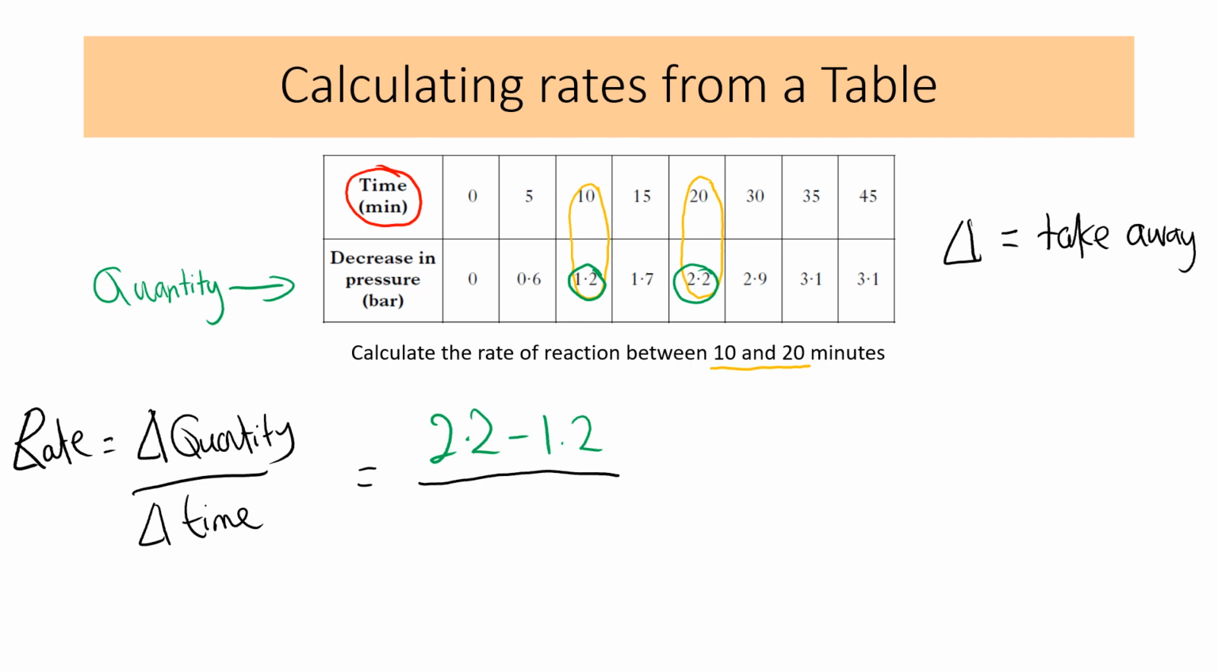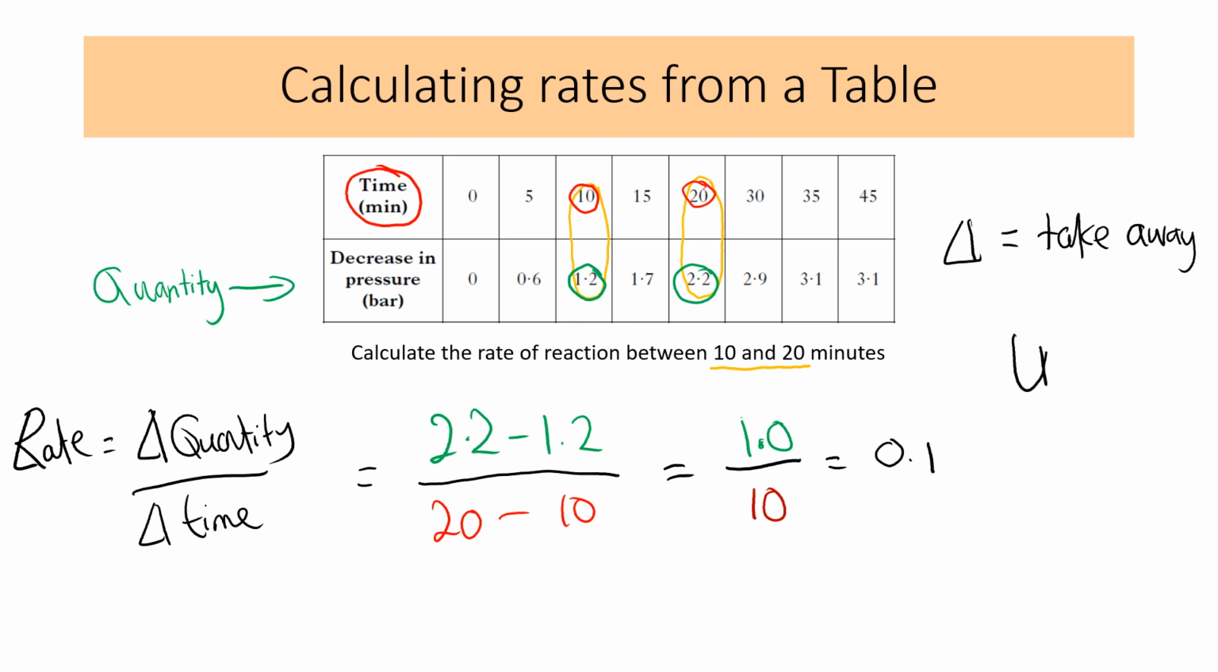Then we've got 2 times. We've got 10 and 20. Again, big number, take away small number. When we do that, keep our line in there. 2.2 minus 1.2 is 1.0. 20 minus 10 is 10. When we do that, that gets us 0.1 and use a calculator.